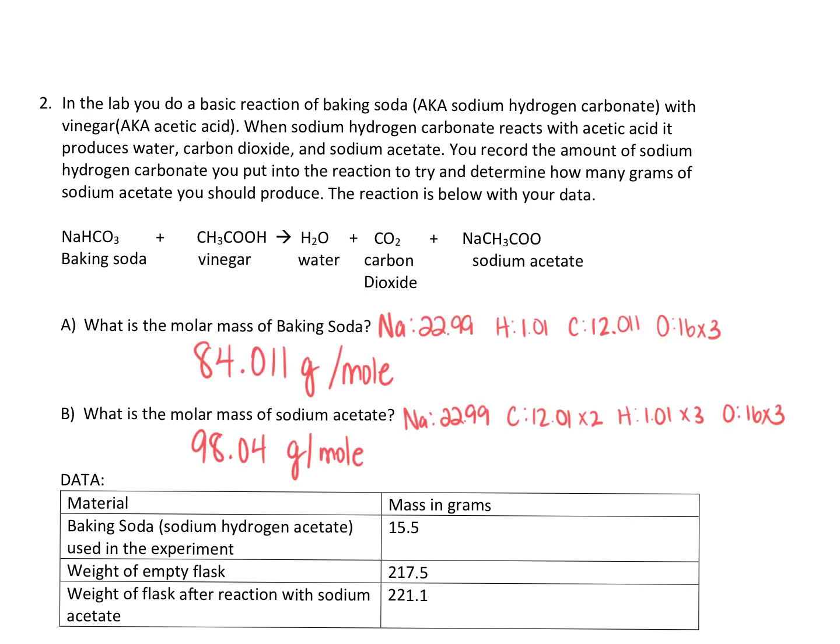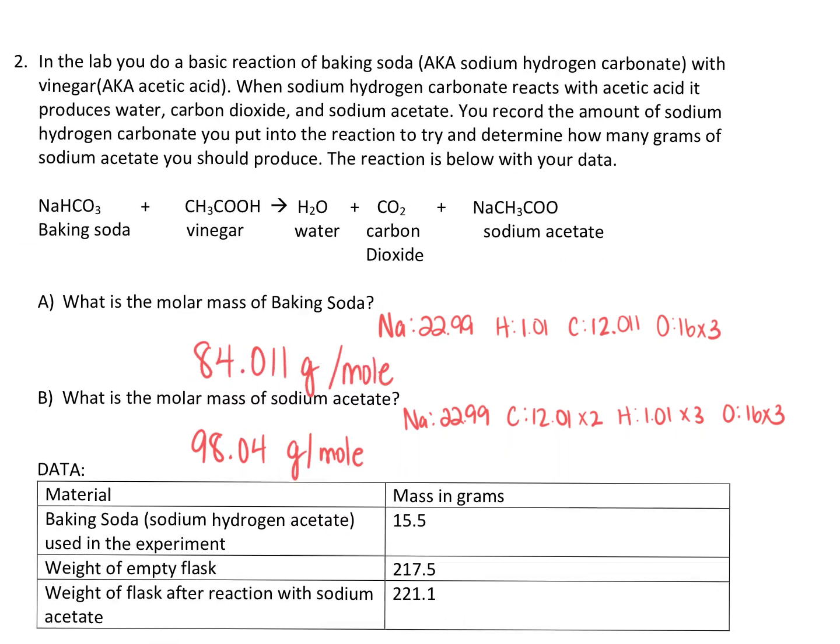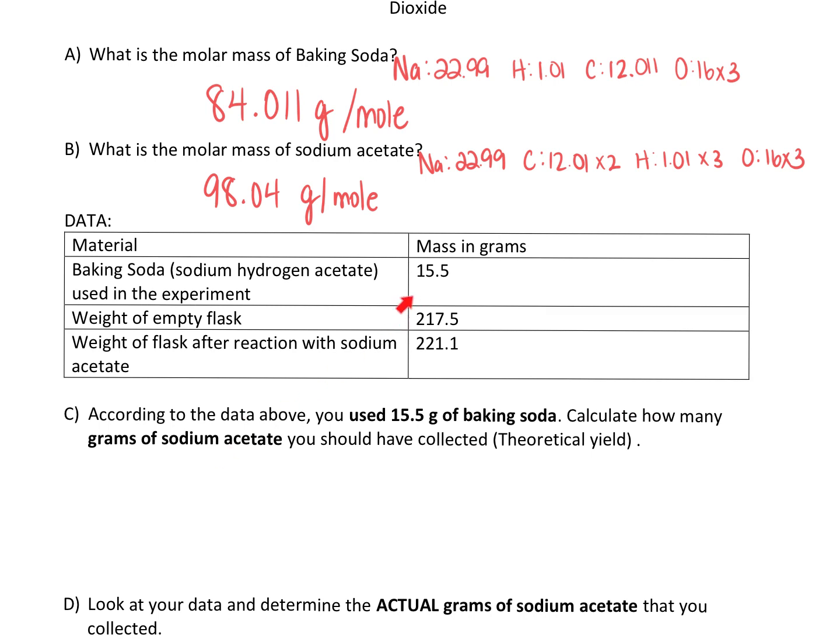So check your molar masses: 84.011 grams per mole for baking soda and 98.04 grams per mole for sodium acetate. So we will be using those. If we look at the data table, you can see we've got an amount of baking soda that was used during the reaction. We have a weight of our empty flask, and we have the weight of the flask with the reaction with the sodium acetate. The first question says, according to the data, you used 15.5 grams of baking soda. Calculate how many grams of sodium acetate you should have collected. This is going to be your theoretical yield.